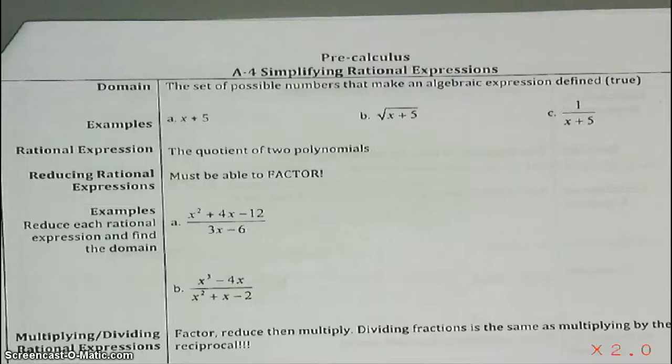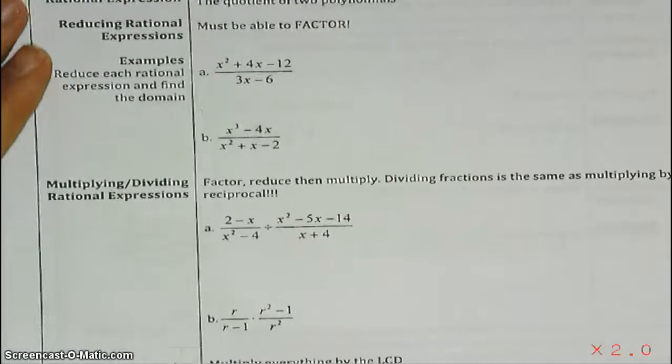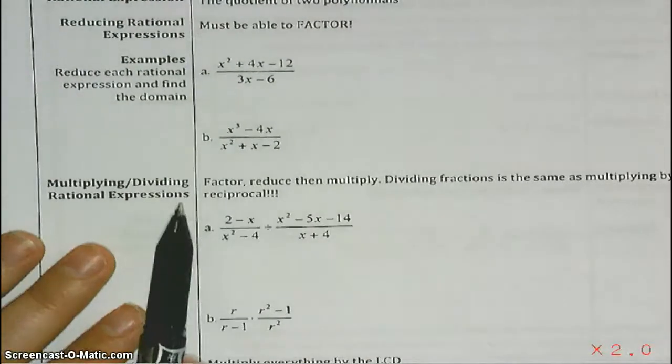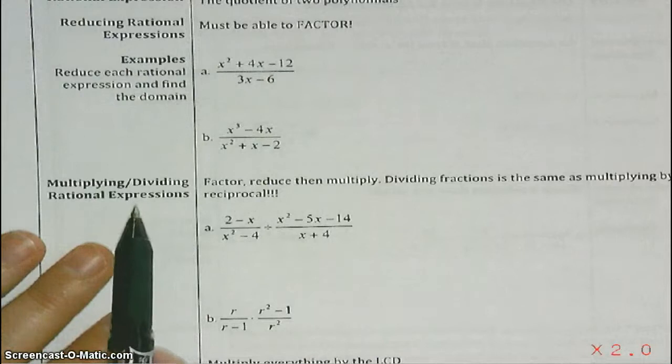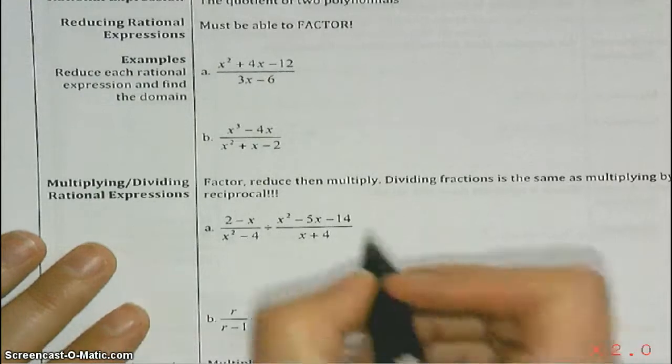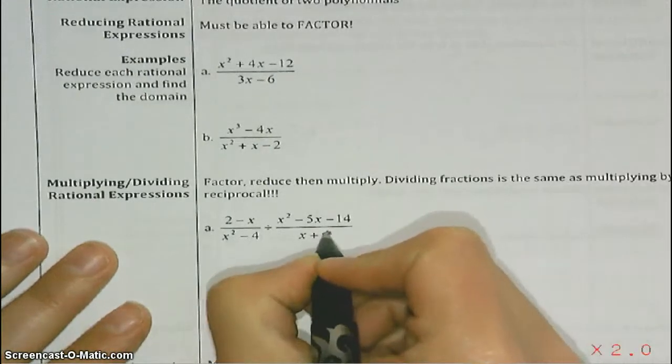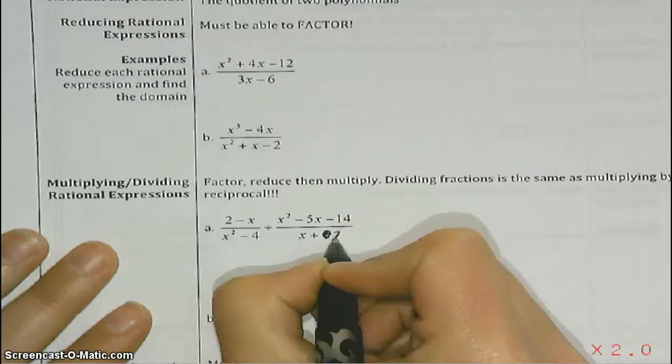Today we're going to do the A4 notes, simplifying rational expressions. To get us started off, I did notice one thing that I want to change. If you could go to the second example A where it says multiplying and dividing rational expressions, if you could change this 4 to a 2, that will get us all set up and ready to go.